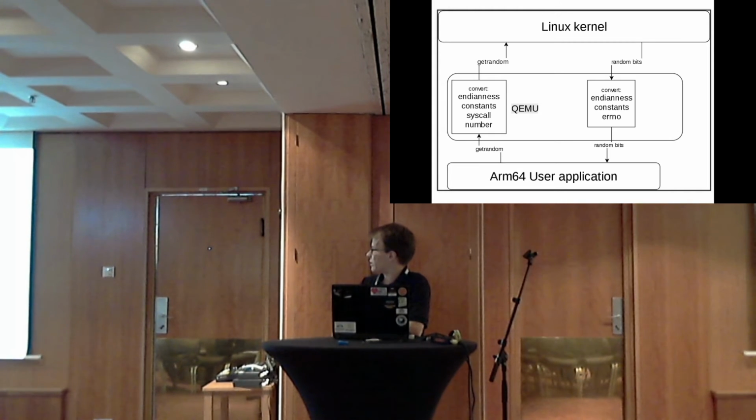So the kernel then gives us some random bits back in the memory buffer, and then we go around the other way back. Does there need to be an endianness conversion? Are there some constants that need to be translated? And finally, did we get an error, and how do we translate it to the correct error number? And it gets back to the application. Then we continue executing the TCG microops until the next system call, IOCTL or whatever.